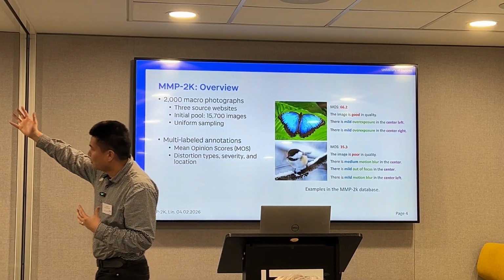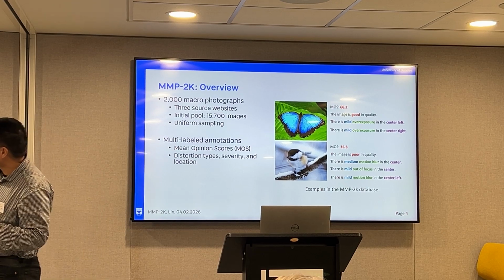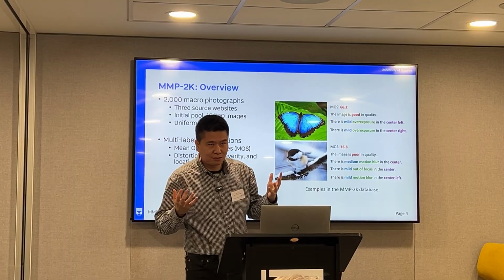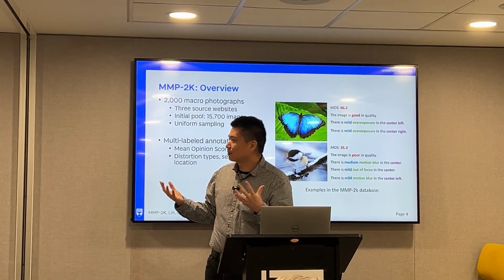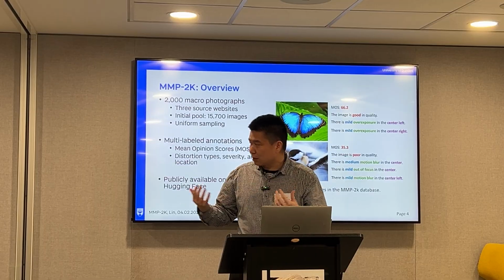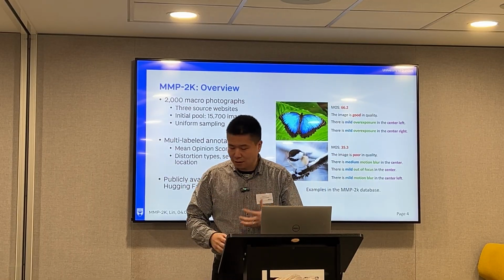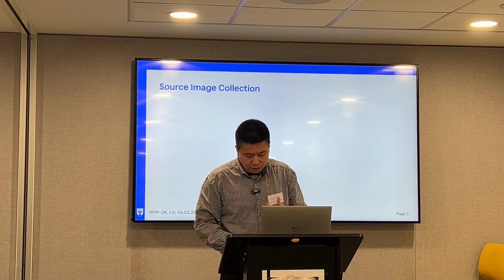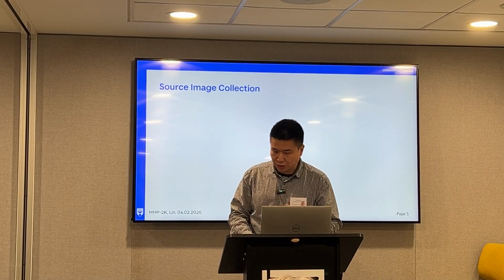Here are examples of what we show here. We have the MOS, and we also have descriptions, because we feel that, because of language models, this information could improve performance. This dataset has been released on GitHub and Hugging Face. Okay, so how did we collect the source images?